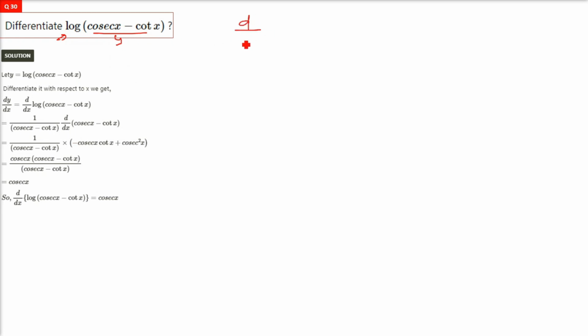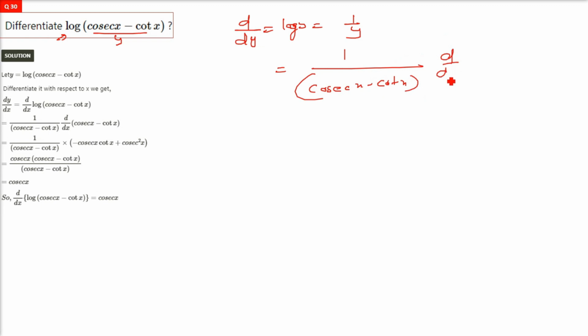So log of anything will be 1 by that thing. So 1 by y, if you assume the cosec x minus cot x will be in the denominator. So 1 by cosec x minus cot x is simply, for log of something, 1 by that something. Now d by dx of what is inside? Cosec x minus cot x. So what will be cosec x differentiation? Cosec x is minus cosec x cot x. This is the differentiation of cosec x. And what is cot x? Cot x will be minus cosec square x.